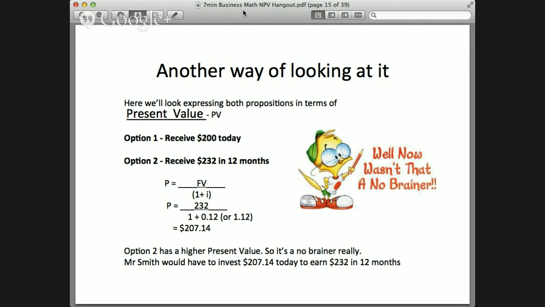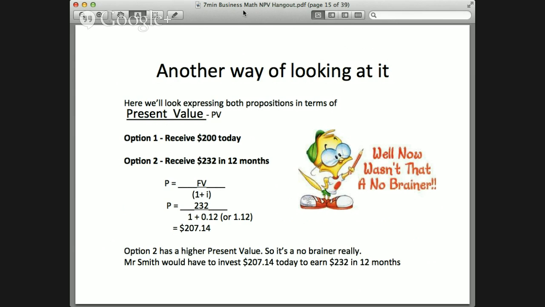Now, the present value is the future value, which is 232 divided by 1.12. That means $207.14 is what you would need to invest today to earn $232 in 12 months' time. If you invested $200, yeah, it's different to the previous formula.